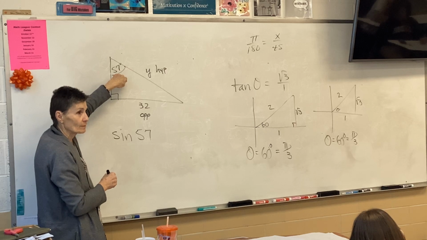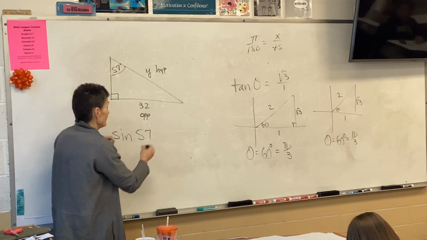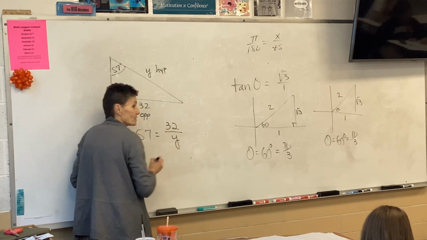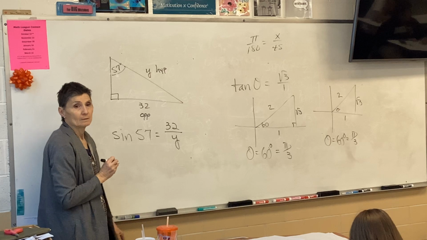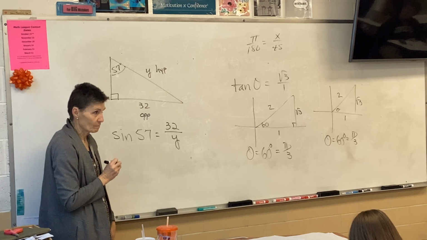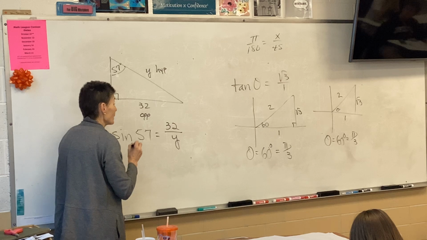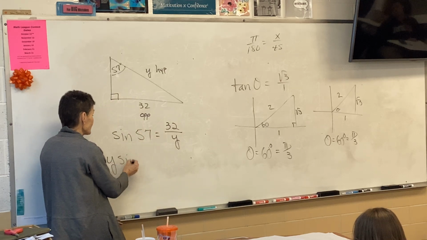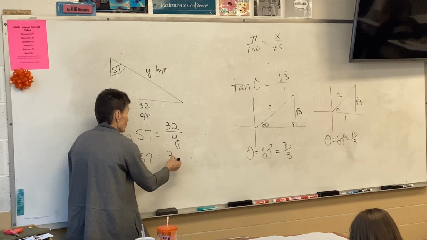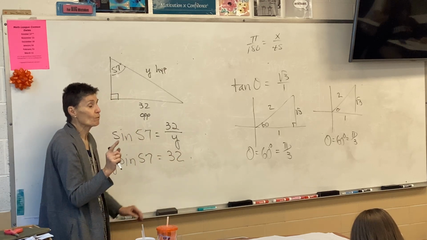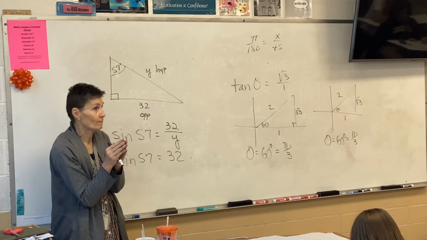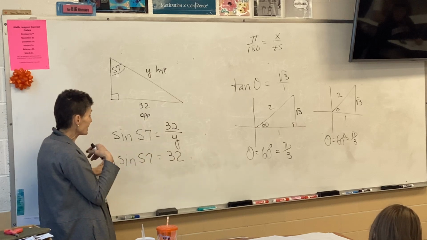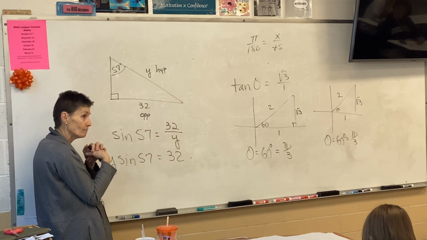You sure? Okay, so sine 57 equals opposite over hypotenuse. Does that make sense to you? We're gonna get rid of your fraction, so you times by y. So y sine 57 equals 32. Get rid of your fraction the way you have always gotten rid of your fraction. Multiply the denominator over. So y sine 57 equals 32.